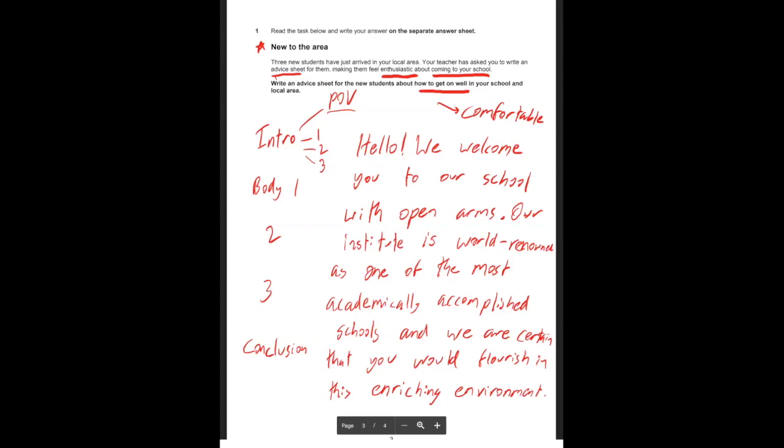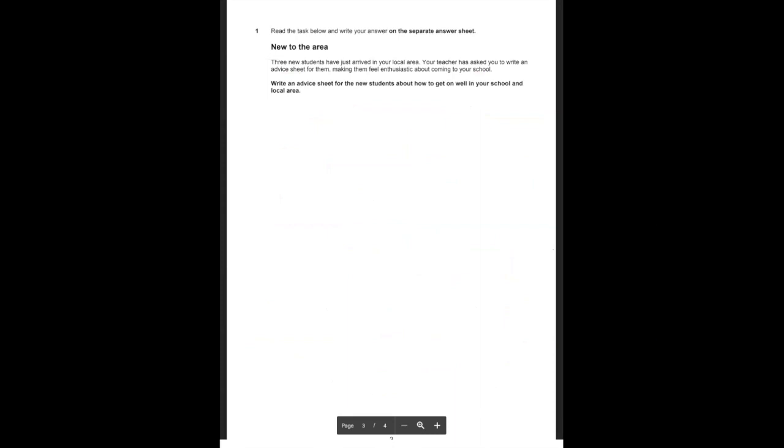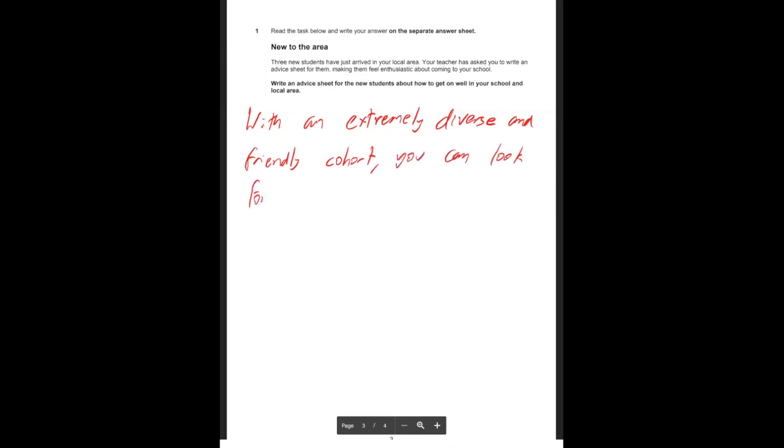The next thing that we're going to go into is, of course, the second argument or the second idea. That may be something about, not so focused on academics, which might actually stress out some students, but something more to do with perhaps the school environment in terms of the social environment of the school. So the social environment would be something like, with an extremely diverse and friendly cohort, you can look forward to fitting in from day one, right? From day one, again, just emphasizes the fact that they will feel comfortable as soon as they begin. And of course, this also at the same time makes them feel enthusiastic about the fact that it's a diverse cohort. It's something that brings lots of different people with different interests together.